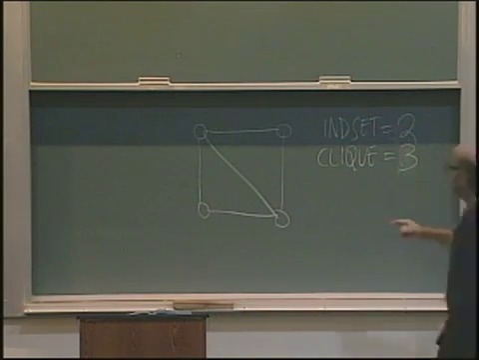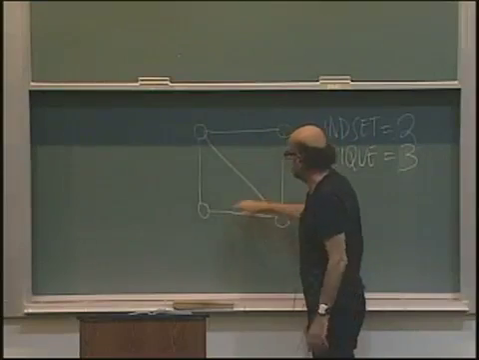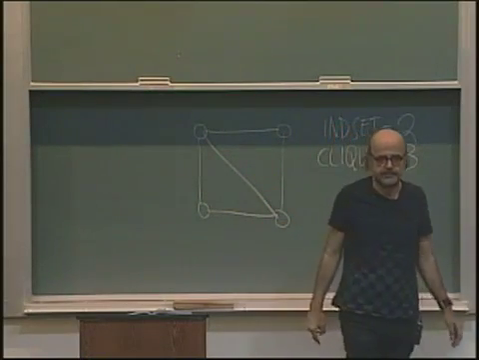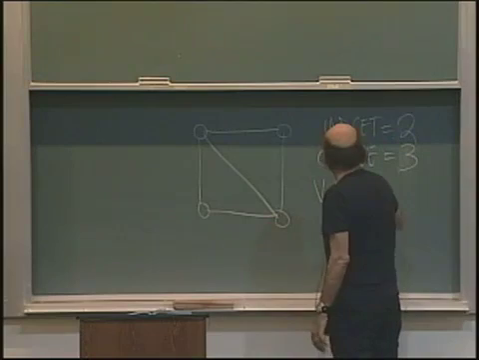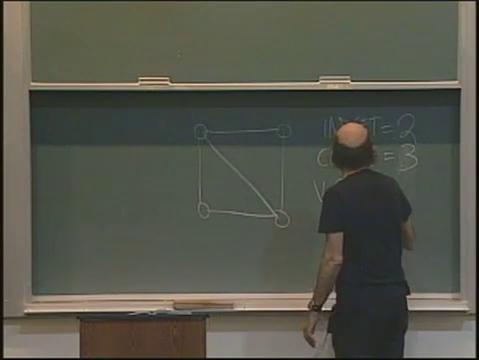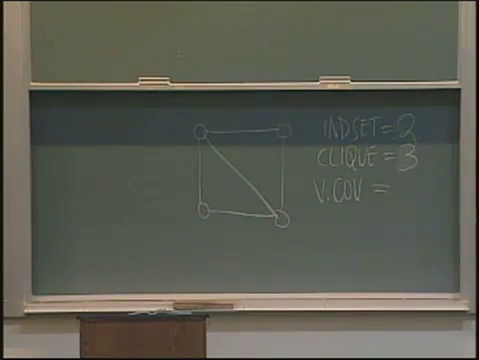What are the 3? Either these 3 or these 3. Right? Any triangle would do. It has 2 triangles. How about vertex cover? What's the vertex cover of a graph? It is the, right, you remember.